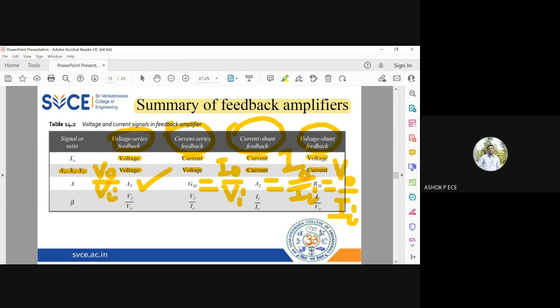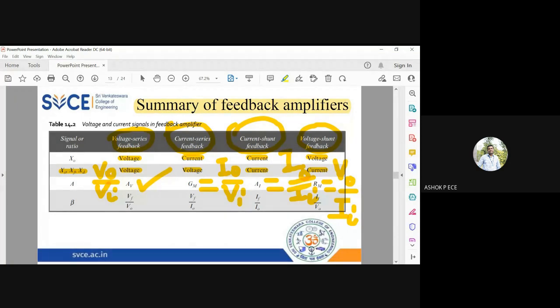Okay, so these are the different parameters you calculate once a problem is given. They say voltage series feedback amplifier, then essentially you should have a mentality and find out the voltage gain, because voltage series feedback is predominantly a voltage gain amplifier. It is going to provide voltage gain. Current series feedback amplifier will predominantly have transconductance GM. Current shunt feedback will predominantly have current gain, larger current gain AI. Voltage shunt feedback amplifier will have transresistance. So transresistance is given by RM.